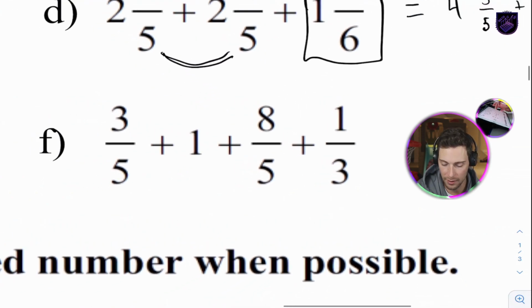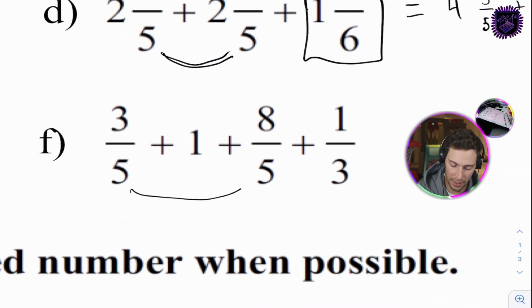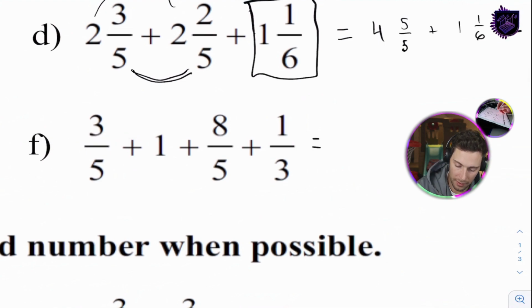Hey, it's one of these again. Now, I think I'm going to use the same strategy here. I'm just going to combine these 2 together and then go from there. Because they have the same denominator, I'm just going to combine the numerators. And first step, I'll rewrite this as 11/5 plus 1 plus 1/3.